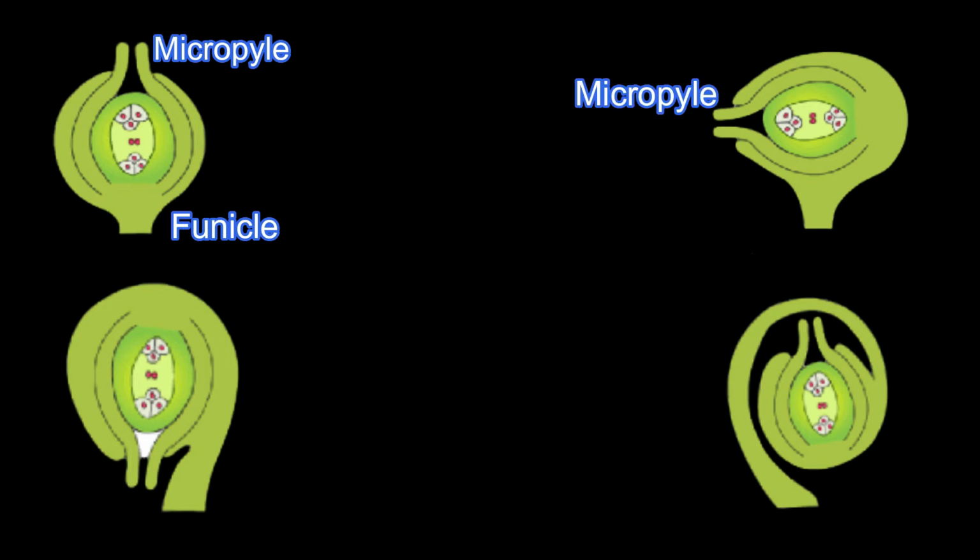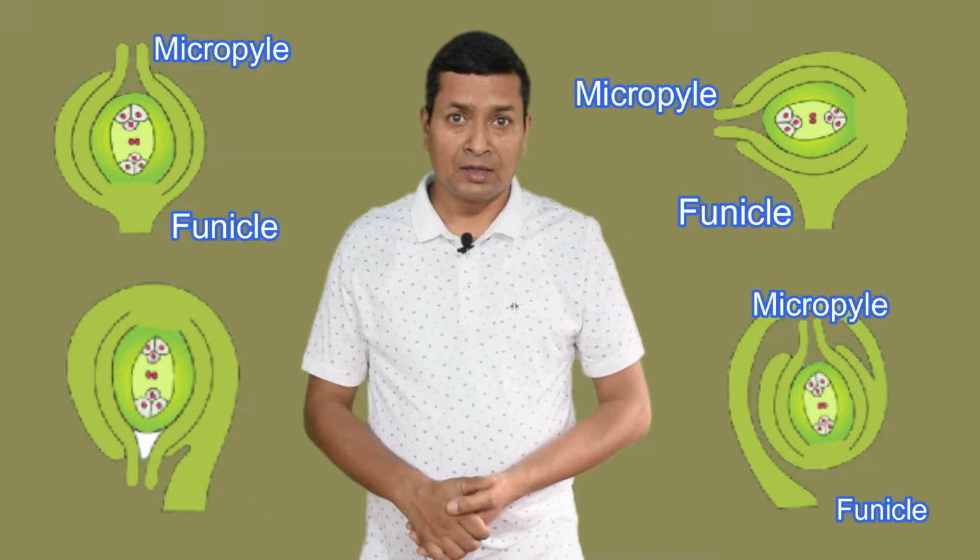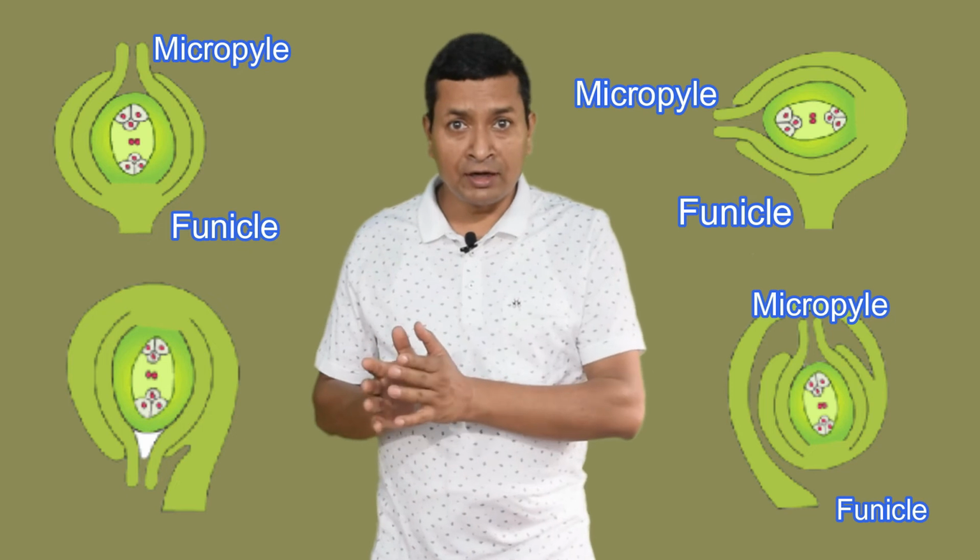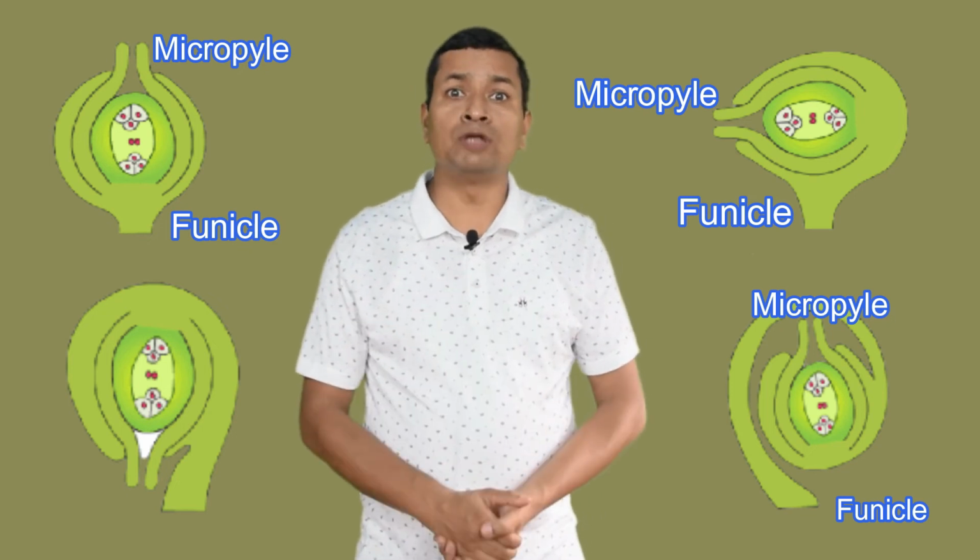See, number one is the orthotropous ovule. Here the micropyle is on the opposite side of the funicle. In hemitropous ovule, the micropyle is located at 90-degree angle with the funicle. The sarcinotropous ovule is that ovule where the micropyle is located towards the other end of the funicle. So what is the difference between the first type and the last type? If you observe carefully, there is a rotation of the ovule.